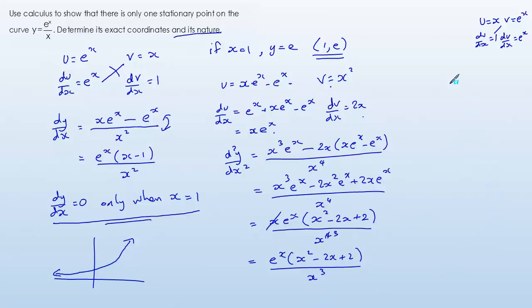Now when x is 1, let's look at what happens. So we start with e, and then we've got 1 take away 2 add 2, which is 1, over 1. So it's just equal to e, which is positive. So our second derivative is positive, and that tells us that we have a minimum at (1, e).